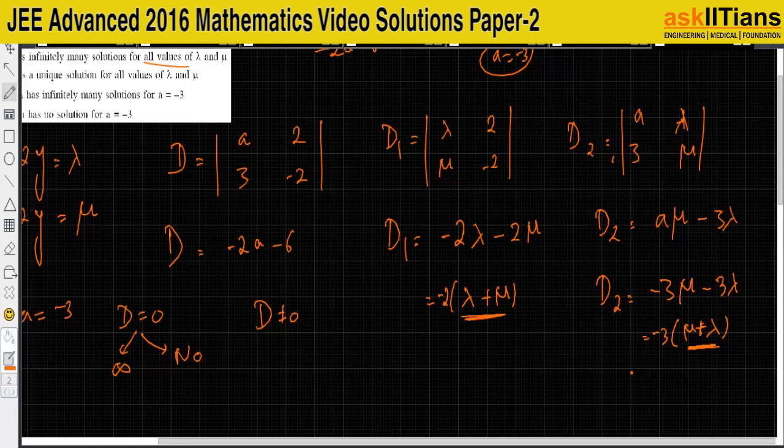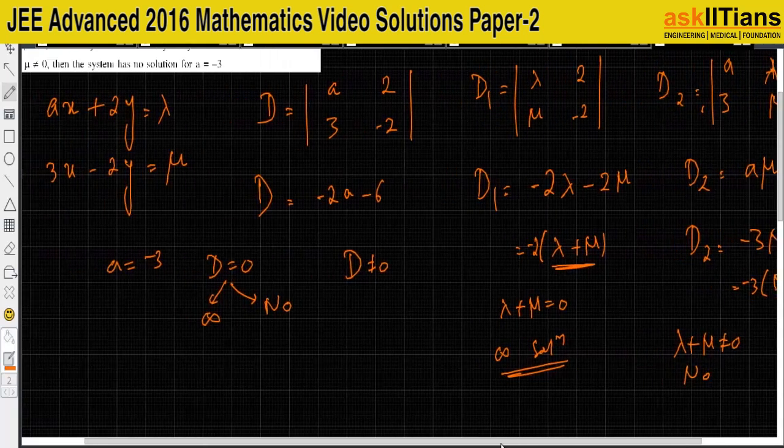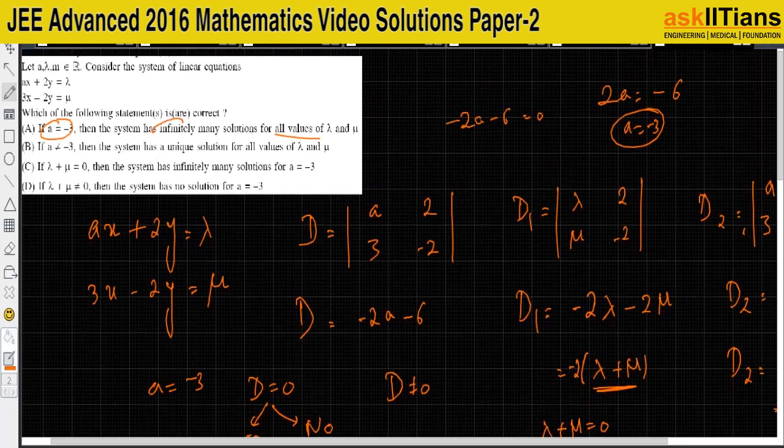If lambda plus mu is equal to 0, then I'll get infinite solutions, because in that case d, d1, d2 everything will be 0, and if lambda plus mu is non-zero, in that case I'll get no solutions. Now check the options. Option A is definitely not correct, because I'll get infinitely many solutions only if a is minus 3 and lambda plus mu is equal to 0, but this is not written anywhere. It's not true for all the values of lambda.